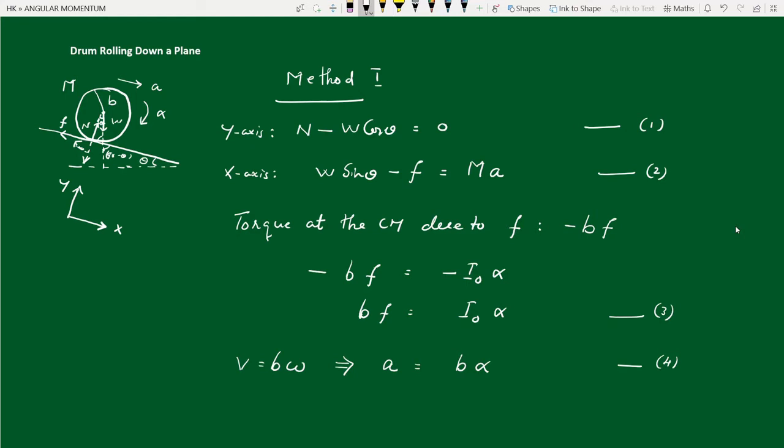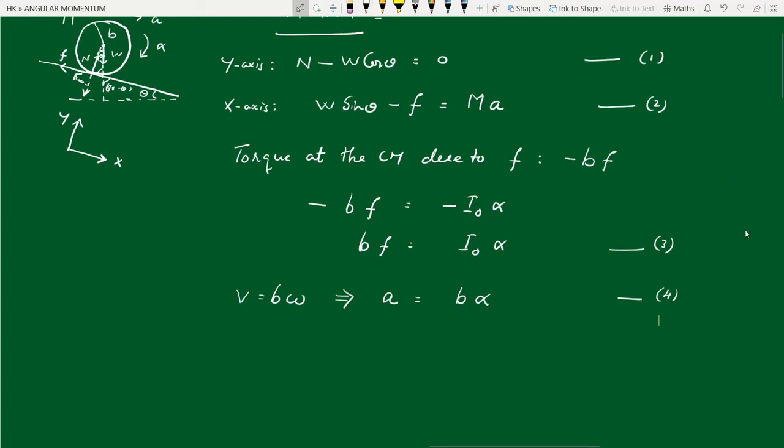So let us look at equation 2. In equation 2, we can eliminate the frictional force using equation 3. So we have W sine theta minus F, where F is equal to I0 alpha divided by B, equal to Ma. Now further, W is mg sine theta minus I0. What is I0? The moment of inertia of a drum.